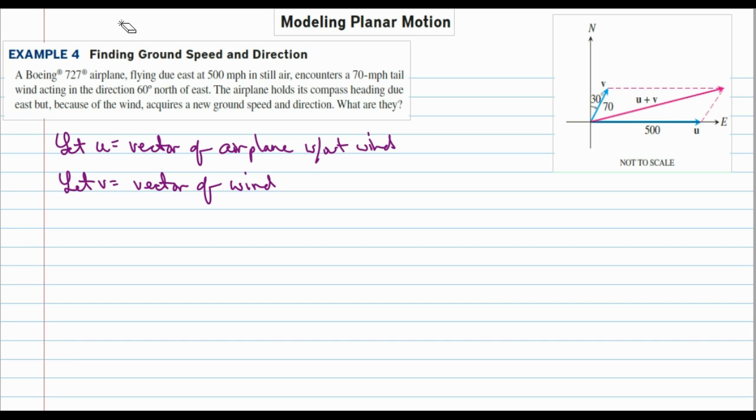So let's come up with vector form of these two vectors. u is going to be 500, 0. The x coordinate is 500, the y coordinate is 0.